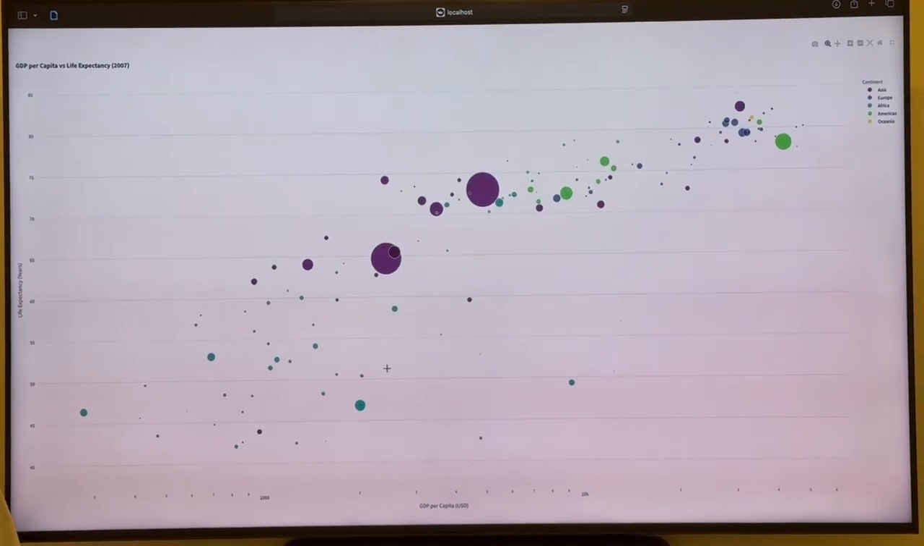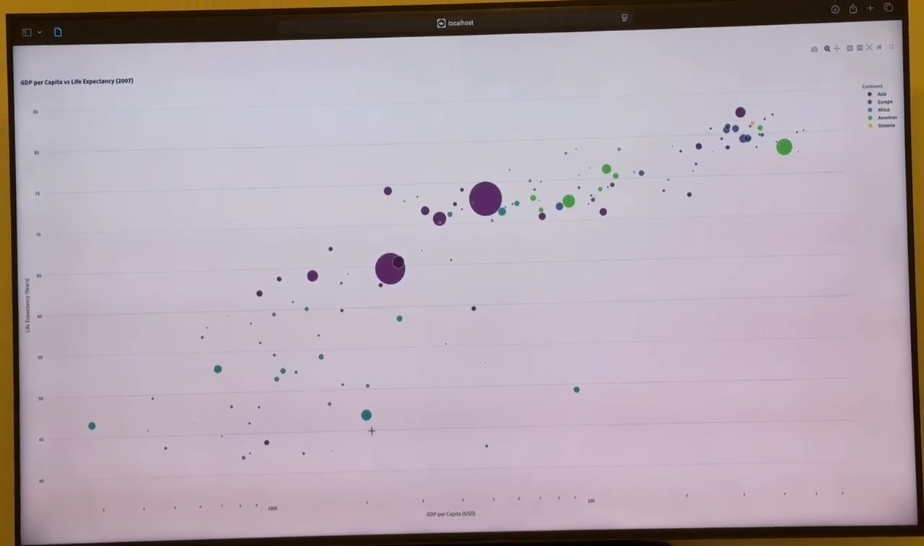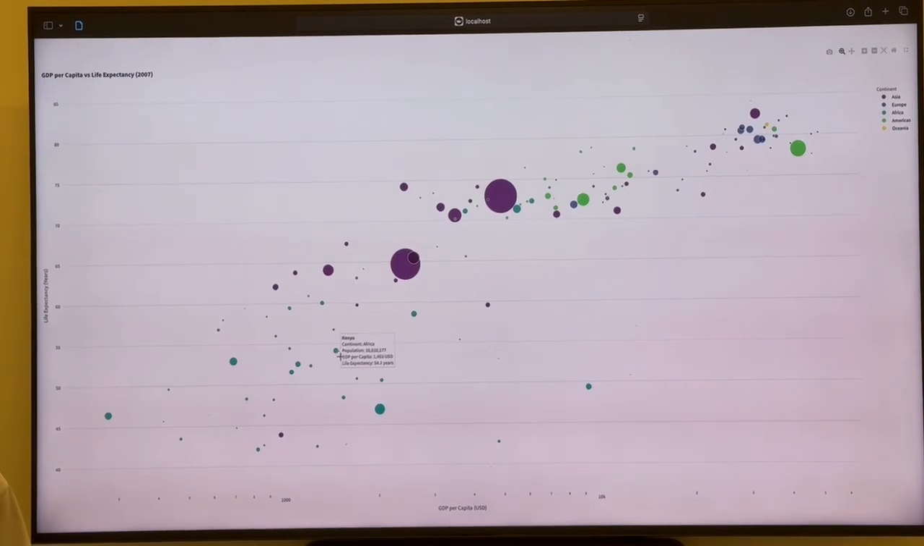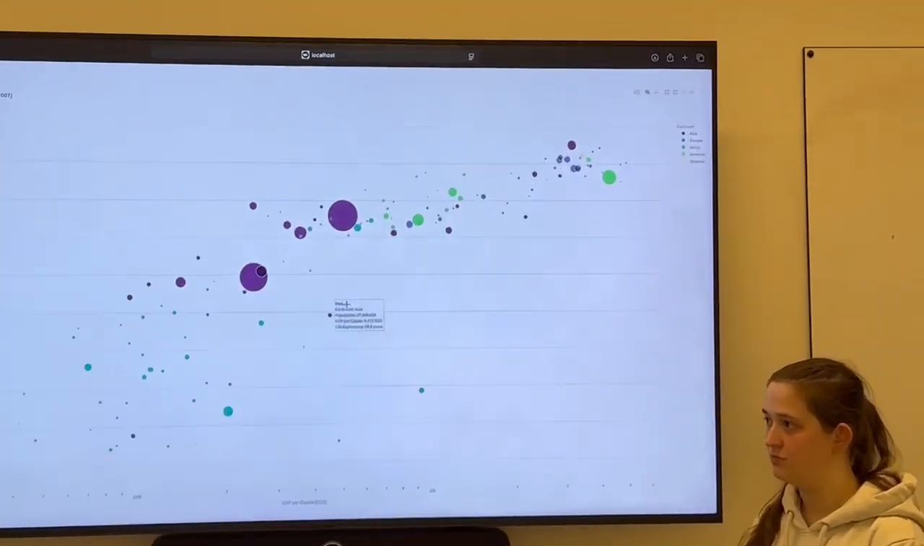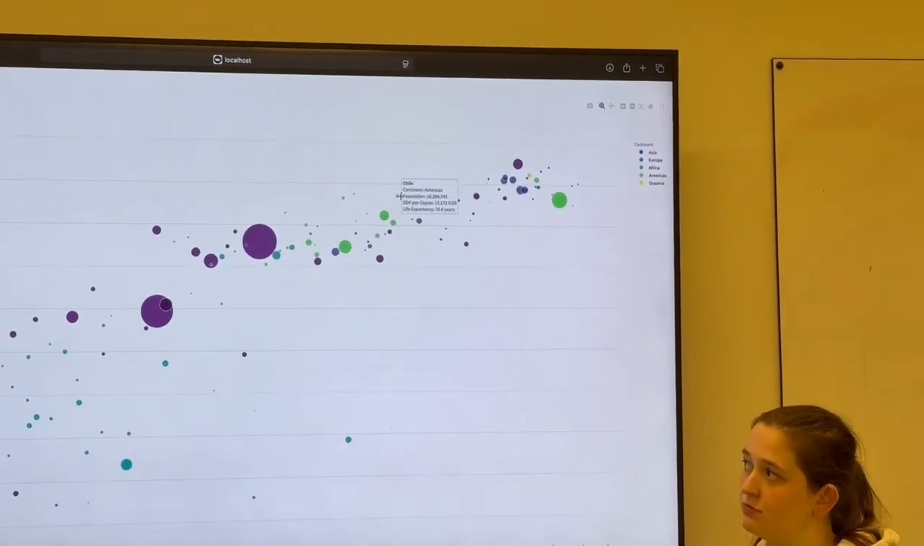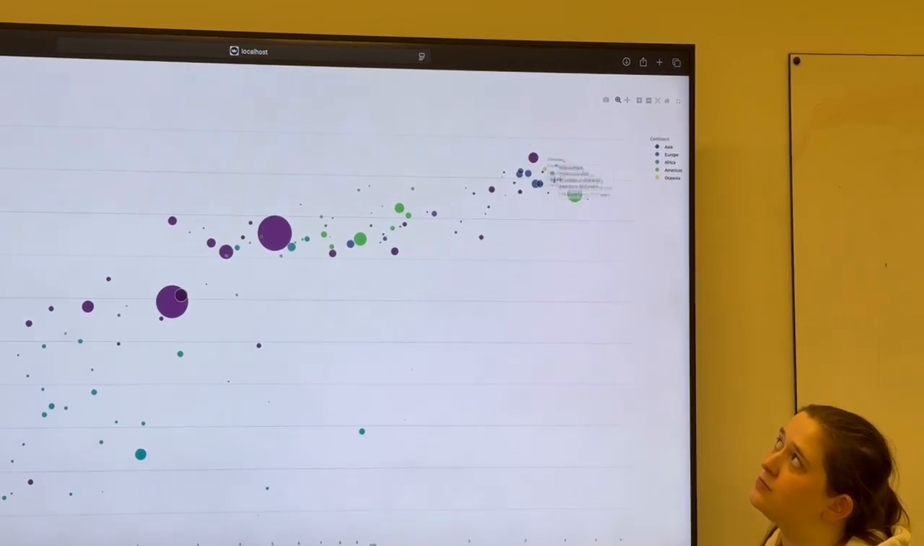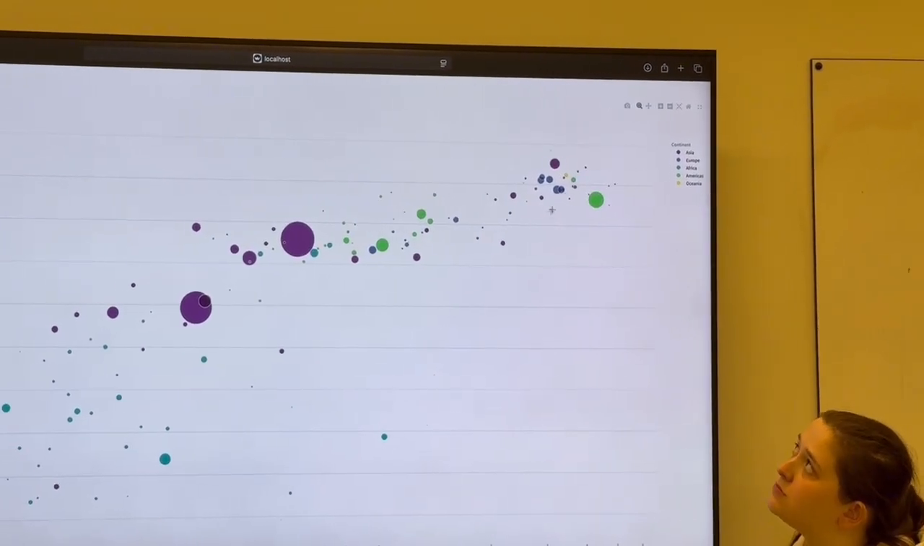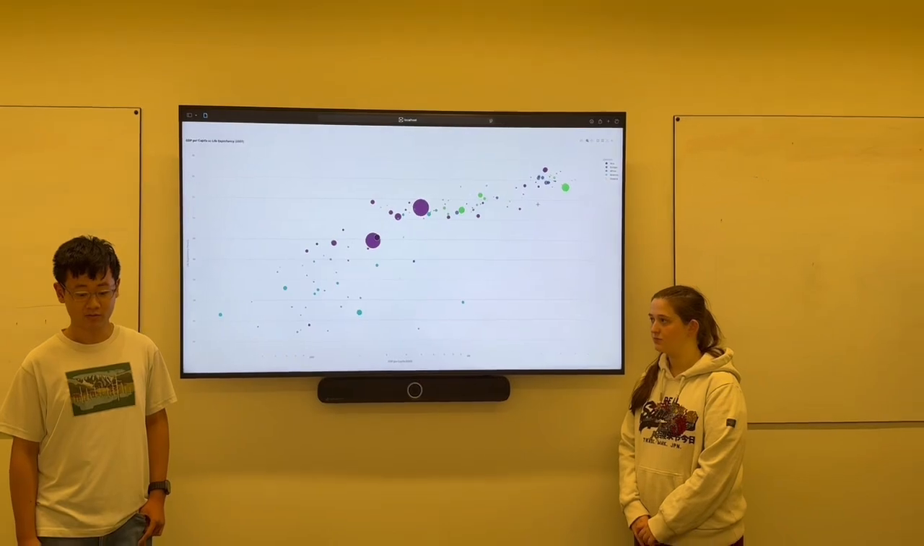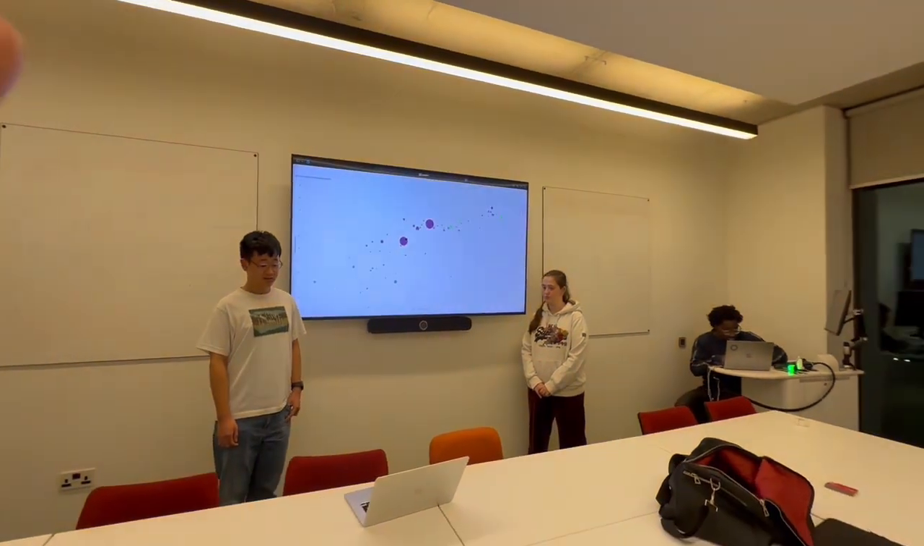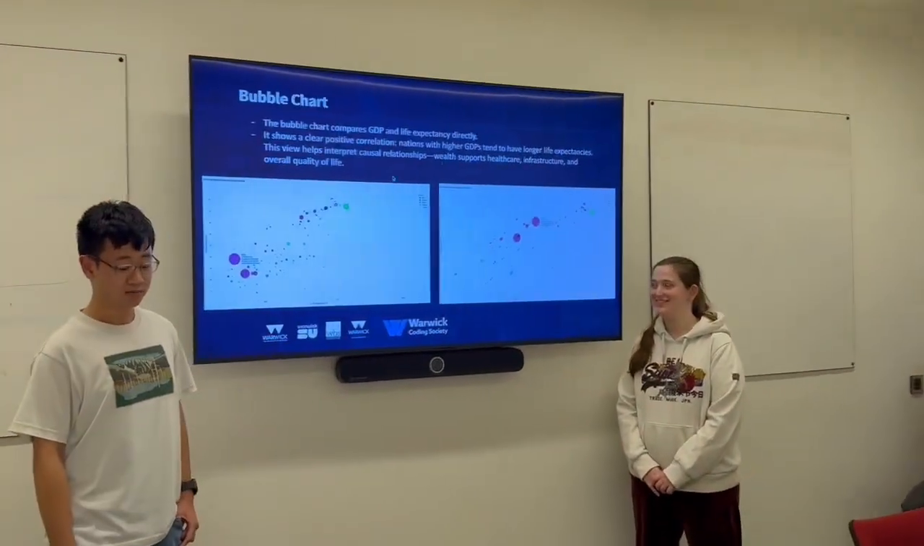You might notice that African countries, labeled here in turquoise, tend to cluster together at the lower GDP and life expectancy end, whereas European and American countries tend to cluster at the opposite end of the scale, with higher GDP and life expectancy. This is in line with the conclusions we drew from the line chart, which shows Africa with very stagnant GDP growth. What's also interesting is seeing how countries move across the map with time.